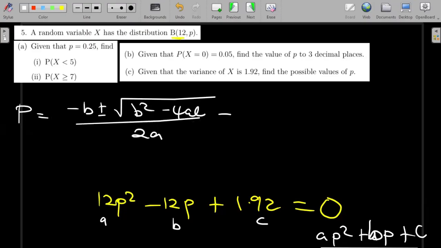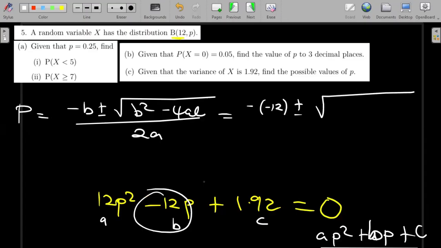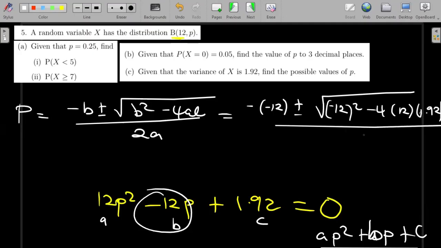So this is going to be equal to minus B, which is minus minus 12, plus or minus the square root of this guy squared. So it will be minus 12 squared minus 4 multiplied by A, which is 12, multiplied by C, which is 1.92, divided by 2 multiplied by 12. So this is what we have.